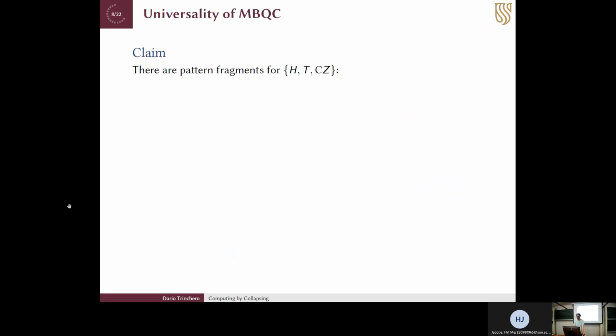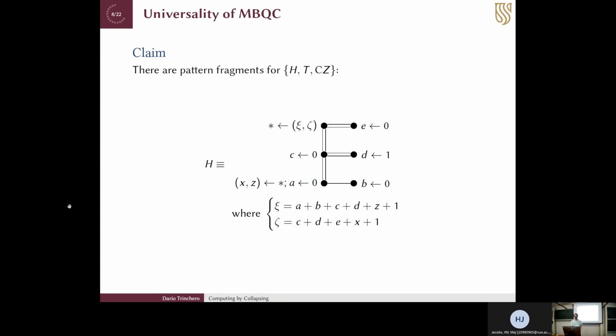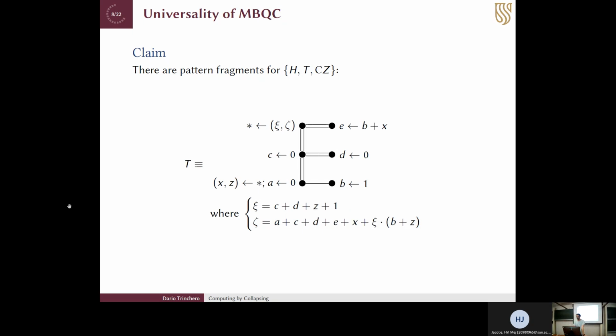Okay. So my claim, I hope everyone is following up to this point because this is the formalism that we're going to be working in. My claim is that this formalism is universal. So in order to do this, I have to exhibit a pattern fragment for H. There it is. Looks like a monster, but it's not really that bad. And my claim is that for an incoming state, V, up to some Pauli errors, the outgoing state, which is going to be that one, will be H times V up to some precomposition with Pauli errors. Likewise, here's a pattern fragment for T.